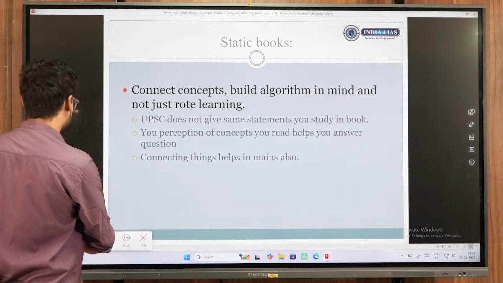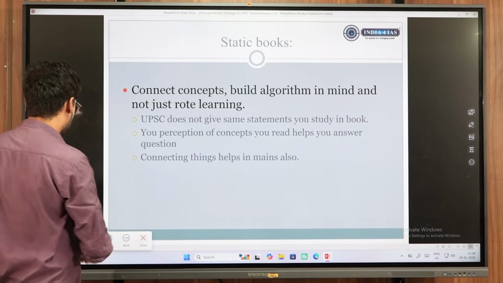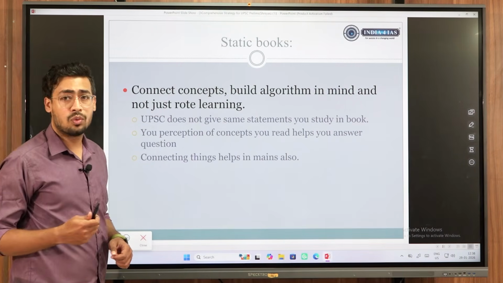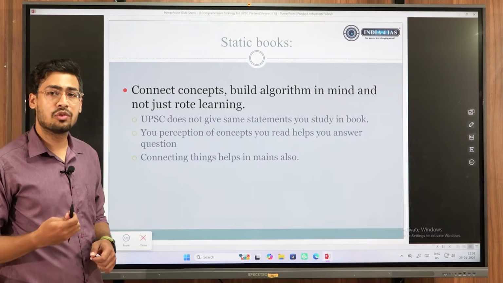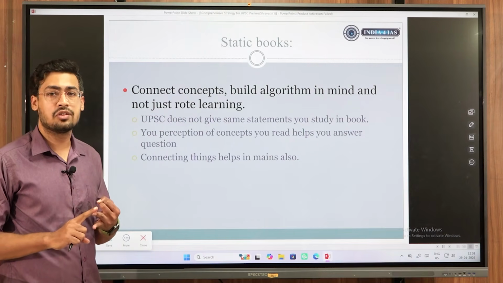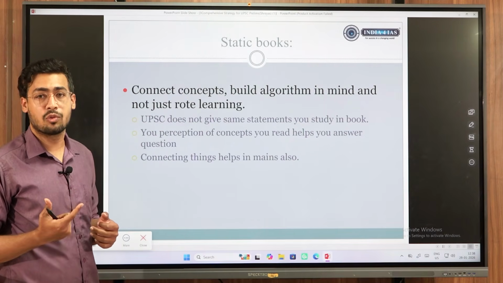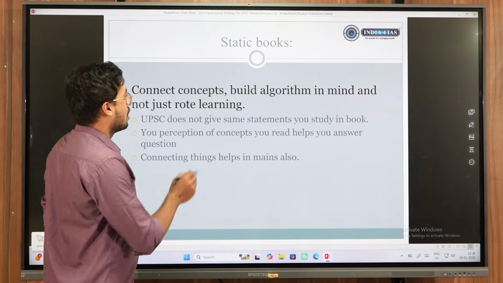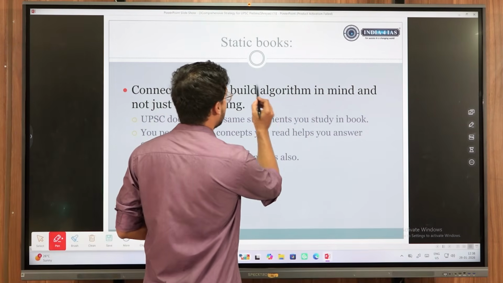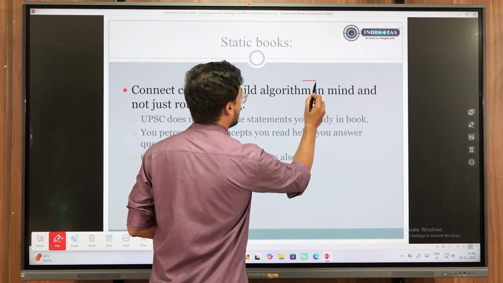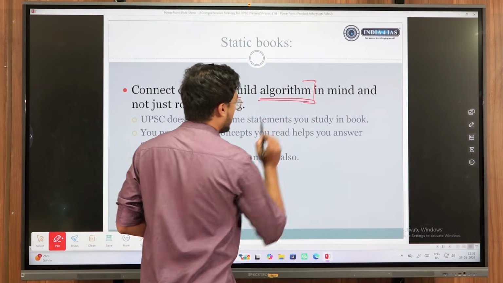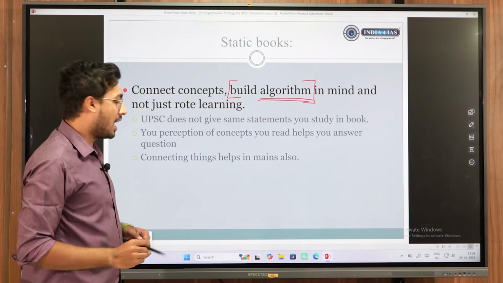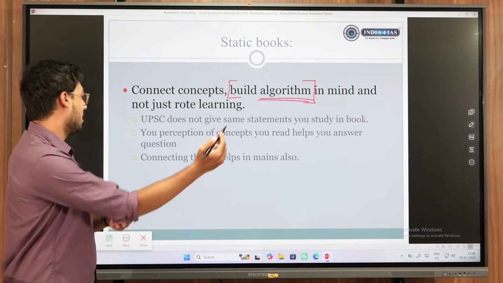Similarly, moving ahead. When we are studying static books, what else can we do? We know that we need to study it, we need to revise it, we need to understand it. So what else do we need to do which will help us? We need to study the concepts and we need to build an algorithm in our mind. What do I mean by this? I'll try to give an example.